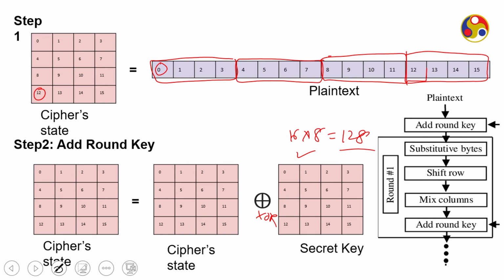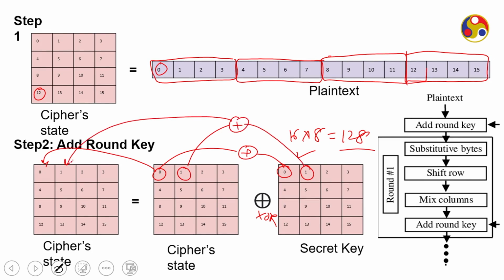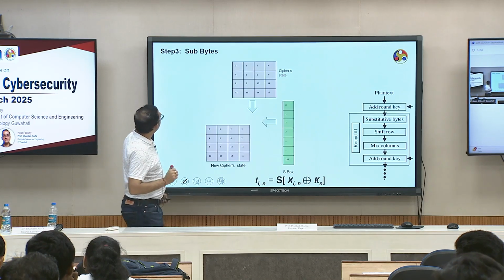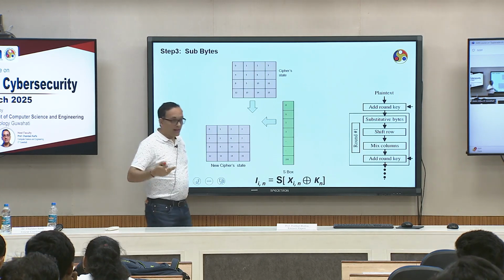This is secret to me, and I get this matrix where it is basically a bitwise, location-wise XOR. This and this I will XOR, I will get this value, right. This and this I will XOR, and this will come here and so on. This is how the XOR is happening. Okay. So then you have this S box where we are going to mount the attack.